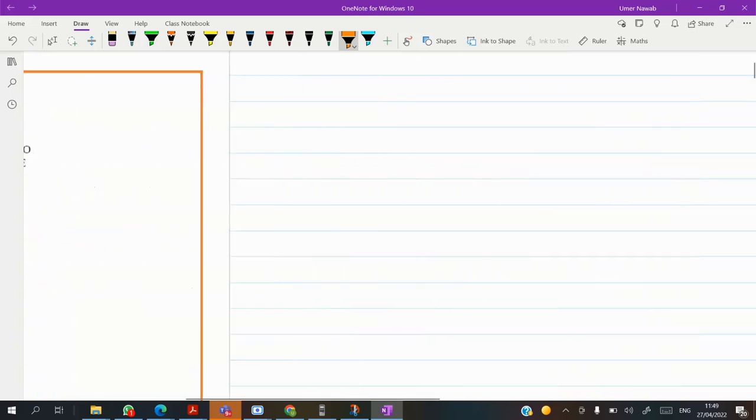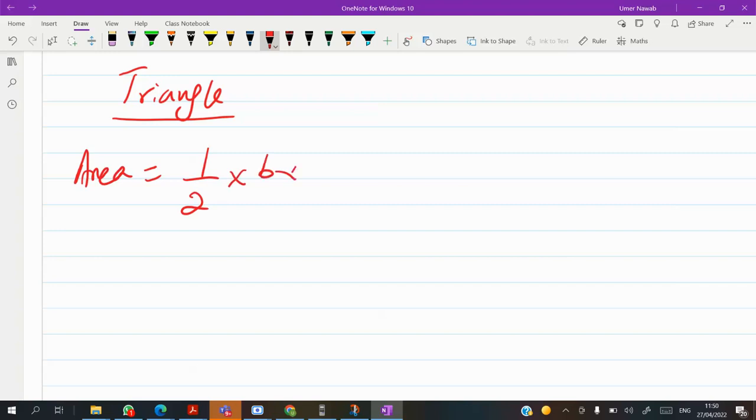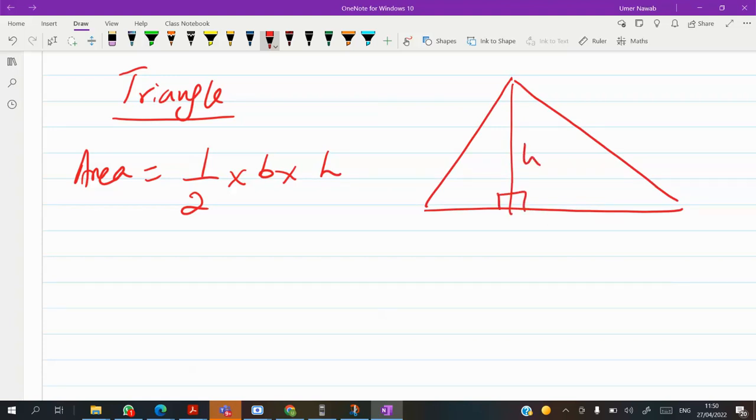Did I talk about the area of a triangle? Guys, a triangle has two formulas for area. One is the very famous half times base times height. For example, if I give you a triangle and I give you the height and the base, you can write half times base times height.